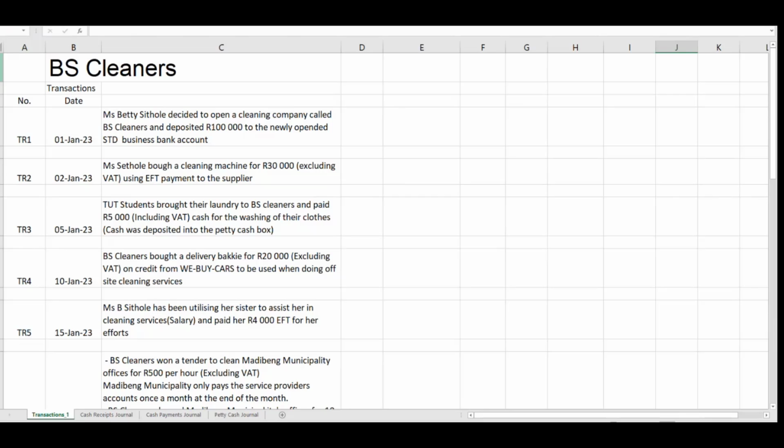That's one. Two, you ask yourself, does the amount that you have been given include or exclude VAT? If the amount excludes VAT, like transaction number 2, when you calculate VAT, you multiply by 15 divided by 100. If the amount includes VAT, like transaction number 3, the 5,000 rands, you multiply by 15 divided by 115.